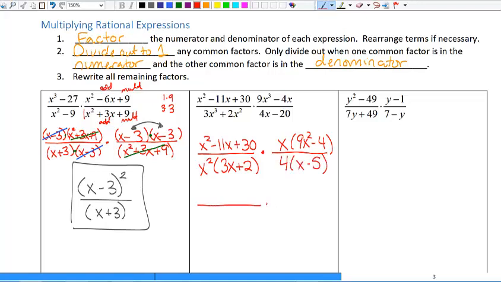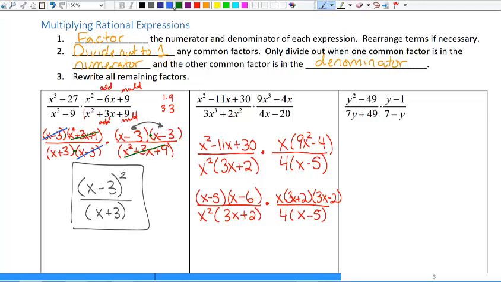Alright, so now I'm going to continue factoring anything that's left inside the parentheses, or unfactored. So the numerator factors into x minus 6, x plus 5. The denominator is completely factored. The 3x plus 2 can't factor anymore because it's already a linear term. I have x times, let's see, a difference of squares here. So that's going to be 3x plus 2 and 3x minus 2. And the denominator is already factored completely.